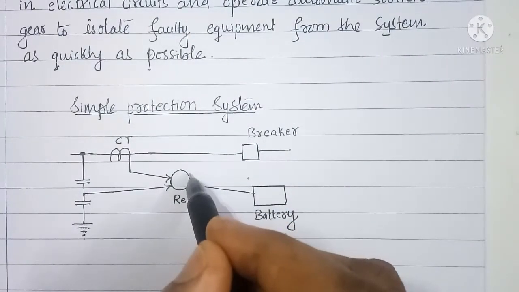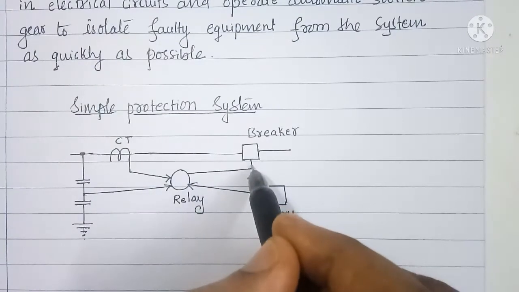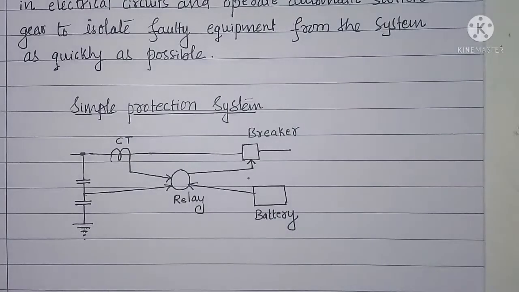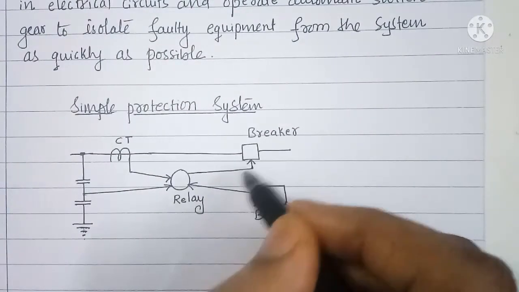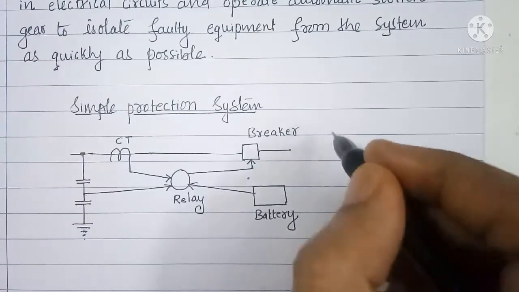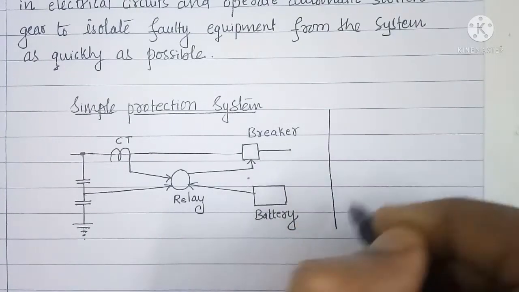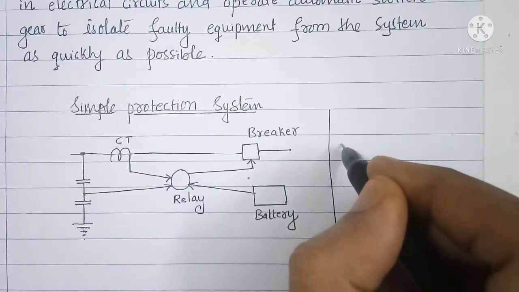When a fault occurs, the relay issues a trip signal to the circuit breaker. Upon receiving trip signal from the relay, the circuit breaker gets opened. For time being, you understand the circuit breaker operation in this way.